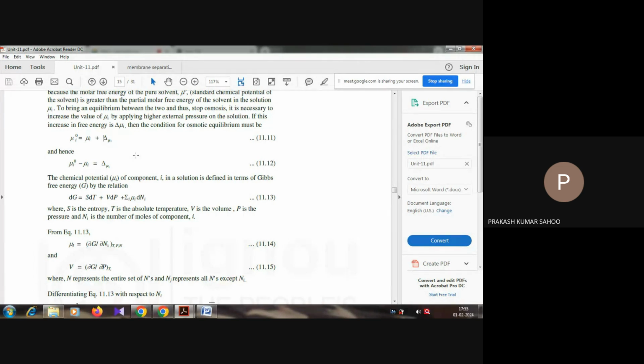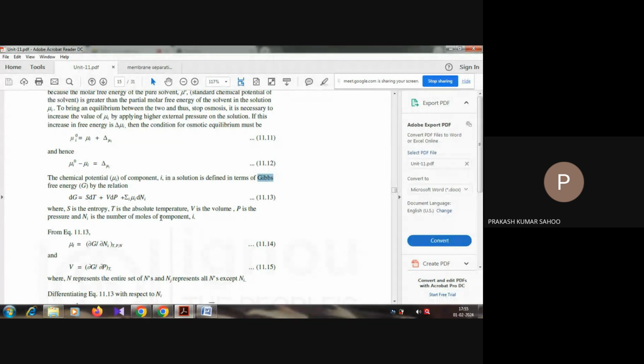So what is chemical potential? Chemical potential is nothing but the change in free energy with number of moles. So what is free energy? It is also known as Gibbs free energy, G. This Gibbs free energy is nothing but the decrease in energy of a system which influences the process to be spontaneous.